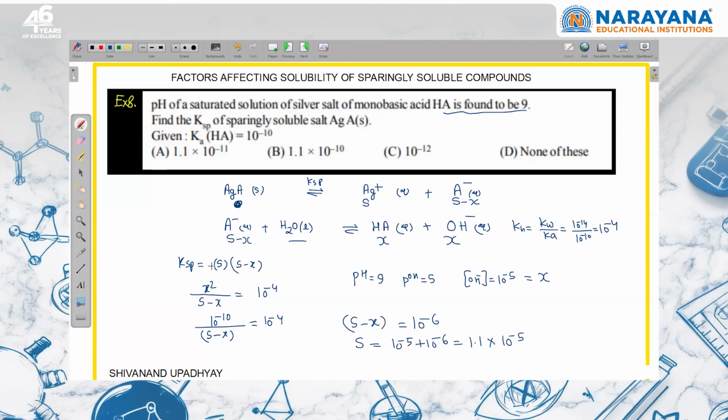Now they are asking KSP. Now you can put the value. KSP is equal to S times X, that is 1.1 into 10 to the power minus 5, and S minus X is 10 to the power minus 6. So if you simplify, you will get option A. So this is a very common question, most of you know about it. But it is very important how you will decide whether hydrolysis is taking place or not.